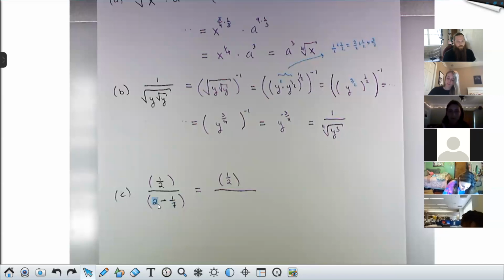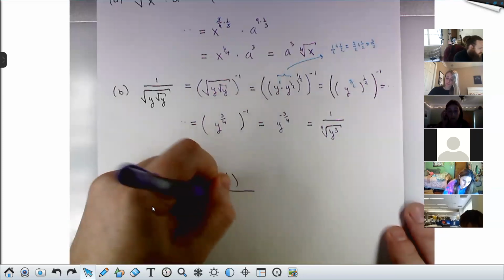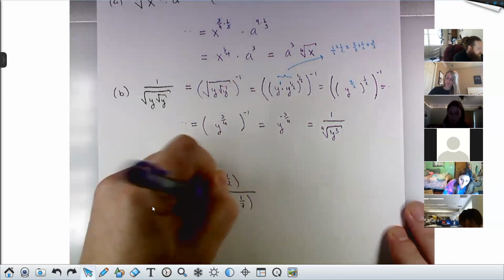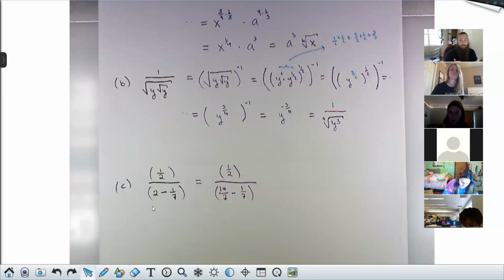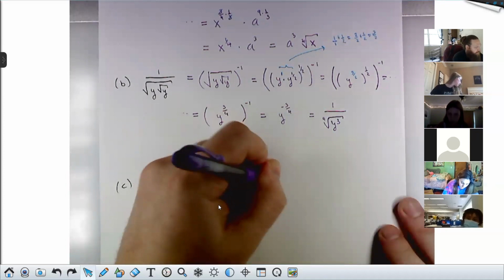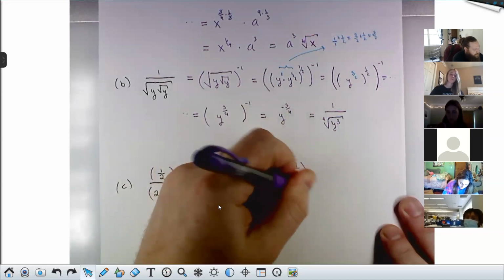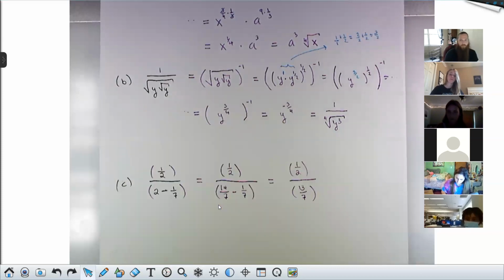To write 2 as a fraction whose denominator is 7, I multiply by 7 over 7. And I get 14/7 minus 1/7. And I think everybody would agree that 14 over 7 is the same as 2, but this is how we have to write it if we want to subtract those. And now downstairs here, 14 over 7 minus 1 over 7 is just 14 minus 1 over 7, or 13/7. So the whole thing is 1/2 divided by 13/7, like this.